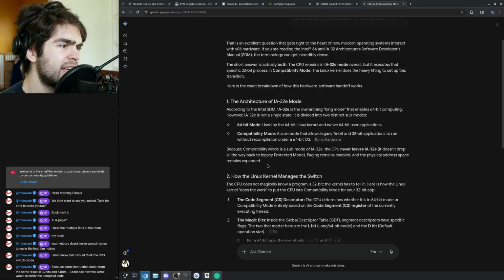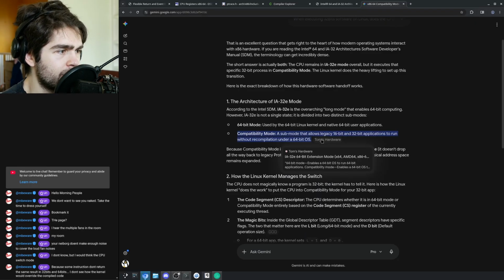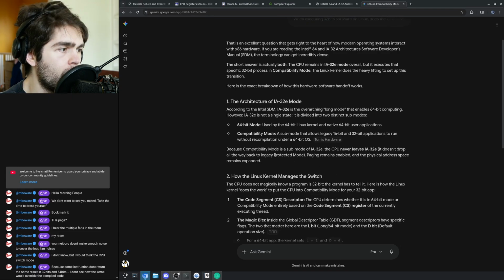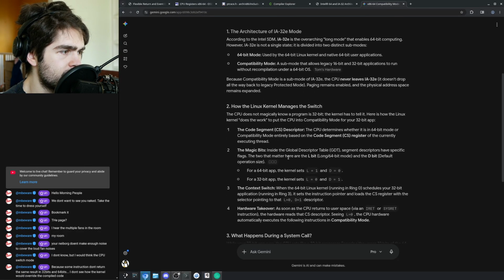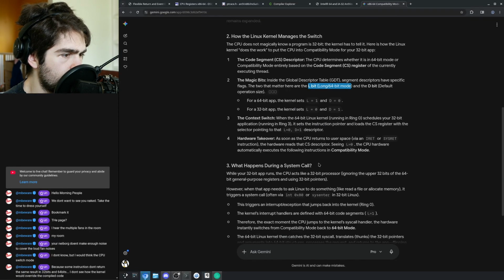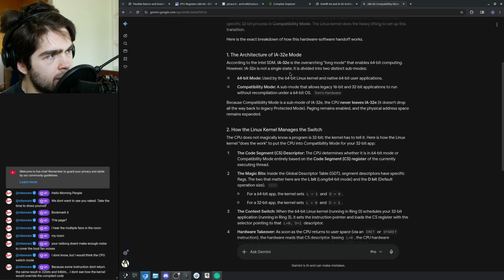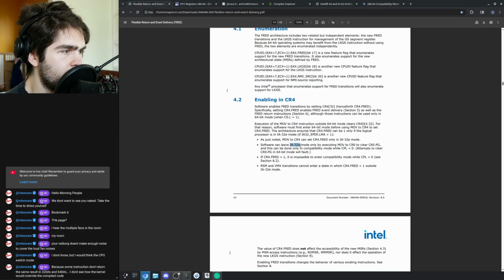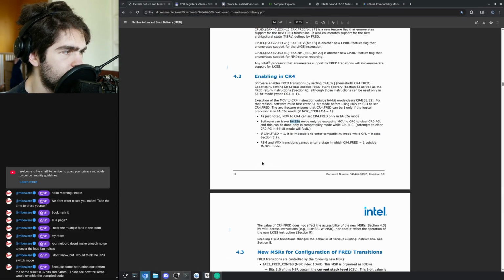Because compatibility mode is a sub-mode of IA32E, the CPU never leaves IA32E. It doesn't drop all the way back to legacy protected mode. Oh, okay, I think I get it now. Paging remains enabled, physical address space remains expanded. Oh, that makes a lot of sense. So when they're talking about the long bit, they're talking about being in 64-bit or not. So that's why we should never leave that mode, unless your OS is trying to commit suicide or something.